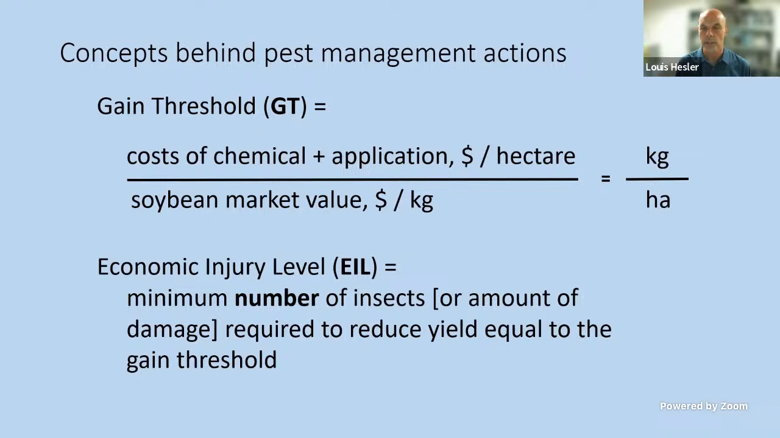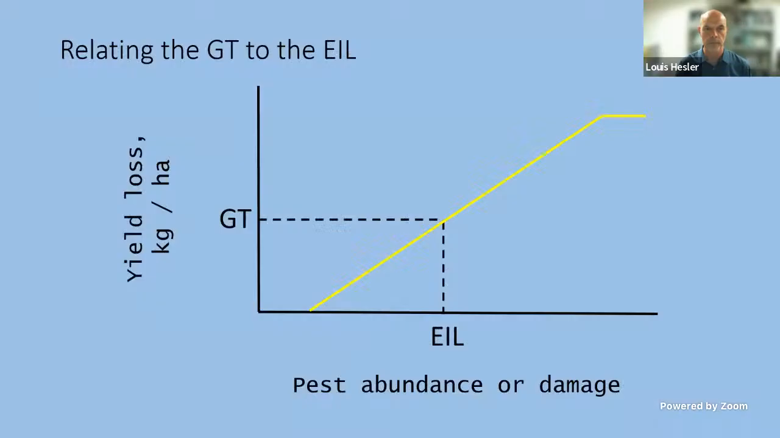What exactly do we mean by this relationship between the gain threshold and the EIL? And that's shown in this graph here, which is similar to the one I showed a few slides back, in which we have yield loss again on the y-axis and pest abundance or damage on the x-axis. And you can see that the gain threshold and the EIL are related. So there's a certain level of pest abundance called the EIL, at which we would take action because the gain threshold or that savings to the farmer in terms of the kilograms per hectare of yield would justify taking that pest management action.